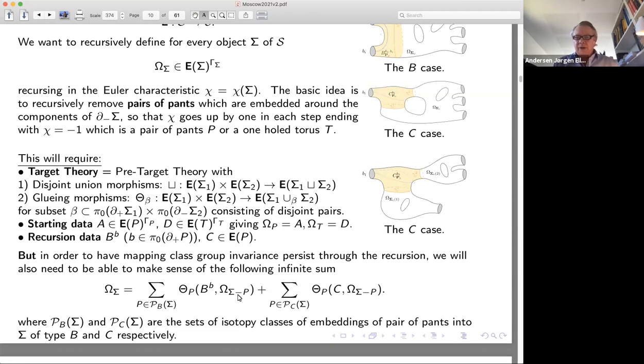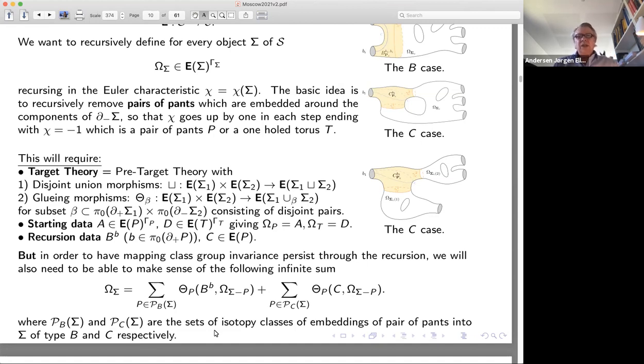Euler characteristic 1 bigger when we remove this pair of pants, plus all the pair of pants of type C, stick in the C recursion kernel in the gluing map and combine it with what we have already defined for a higher Euler characteristic surface. And here this integrating set is the set of isotopy classes of embeddings of pair of pants into sigma of type B and C respectively.